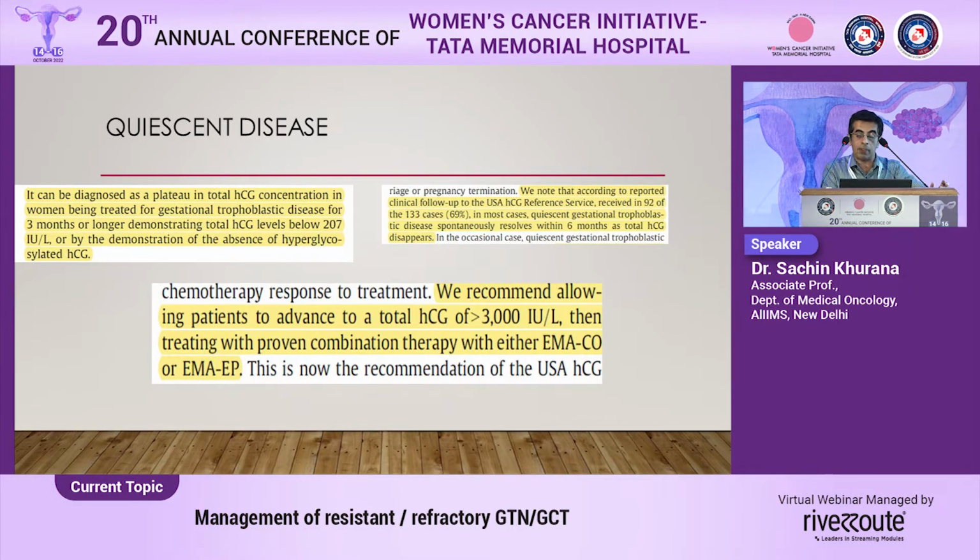So that's why they have given a definition of quiescent disease, which can be diagnosed as a plateau in total HCG concentration in women being treated for GTD for 3 months or longer, demonstrating total HCG levels below 207, or by demonstration of absence of hyperglycosylated HCG. And similar is the minimally invasive disease. They will not have a higher proportion of hyperglycosylated HCG. Now, we don't test for hyperglycosylated HCG. So what is important to keep in mind is, when you have a beta HCG after treatment which has plateaued at a low level, do not jump to give second line chemotherapy immediately just to make beta HCG normal. Give it some time, maybe it's quiescent disease or minimally invasive disease. The patient is not symptomatic, does not have a high burden of radiologic disease, so we can wait, and if the beta HCG is persistently rising, then we can start second line chemotherapy.